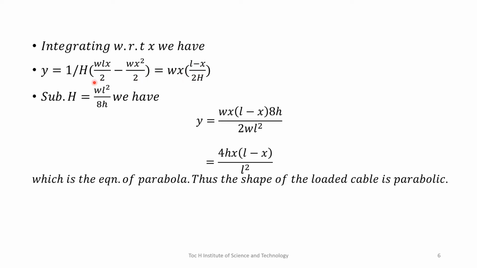Okay, then substitute the value of H in this equation. You will get y is equal to 4hx into L minus x divided by L square, which is the equation of a parabola, so we find that the shape of the loaded cable is parabolic.